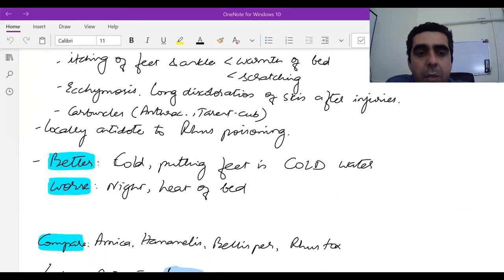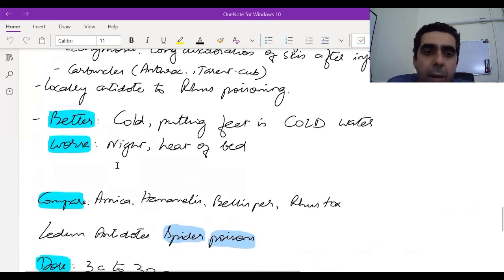So in general, the patient is better from cold. Even though the patient is cold, lacking vital heat, he feels better with cold, by putting feet in cold water. The other general symptoms are worse at night and from the heat or warmth of bed. So when you study ledum, we need to compare with other injury remedies and rheumatic and gouty remedies. Injury remedies you mainly compare with arnica, hamamelis, vespa, rhus tox, and gouty remedies like lycopodium.